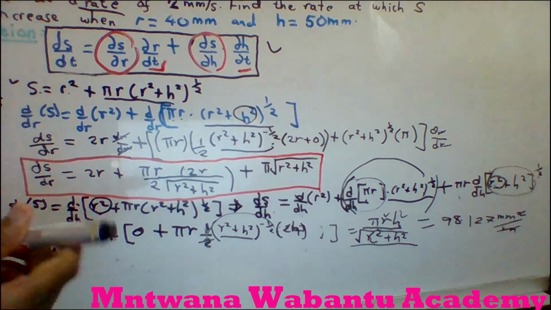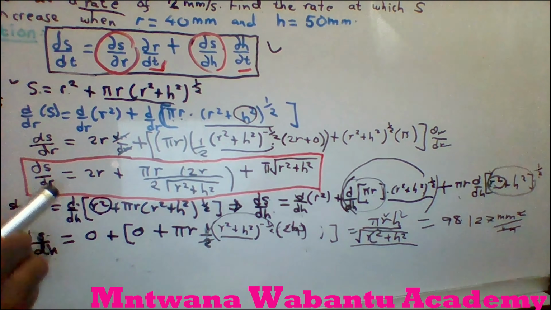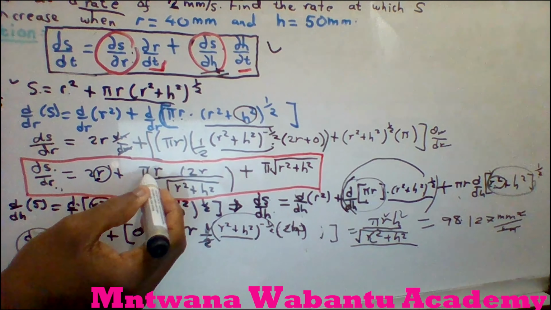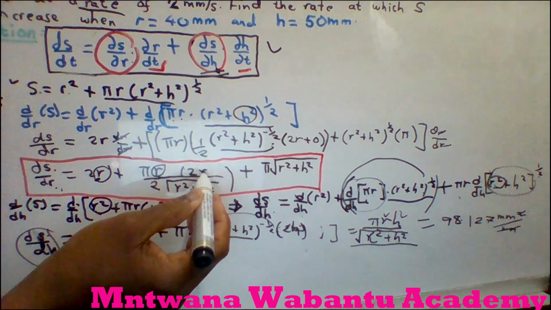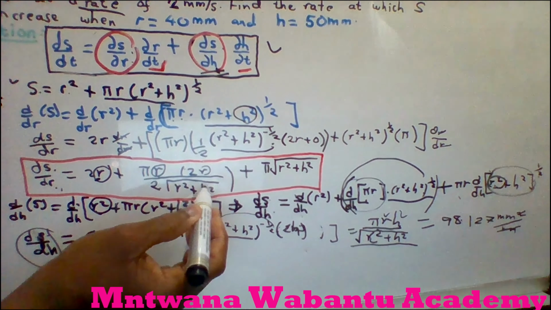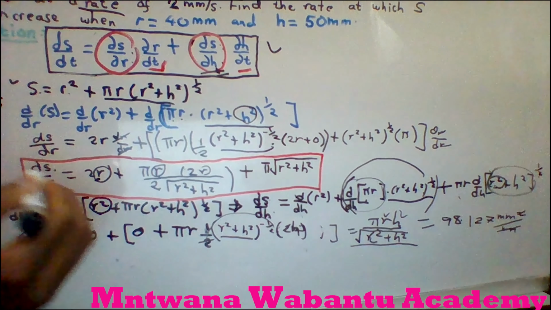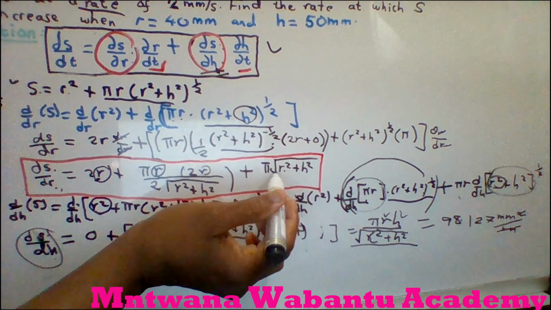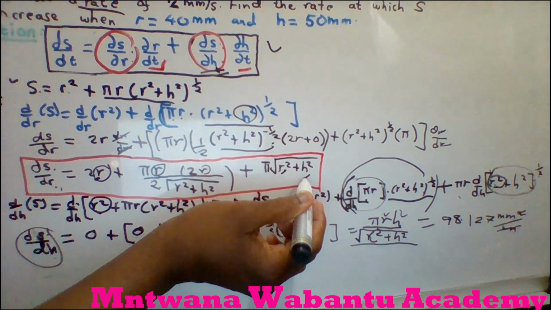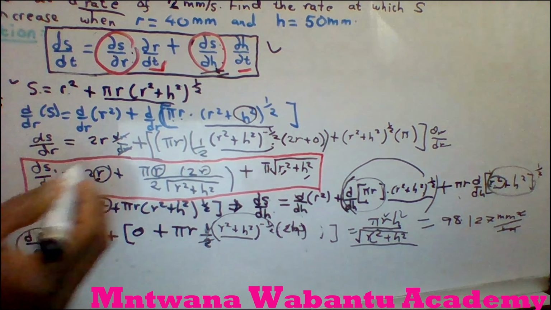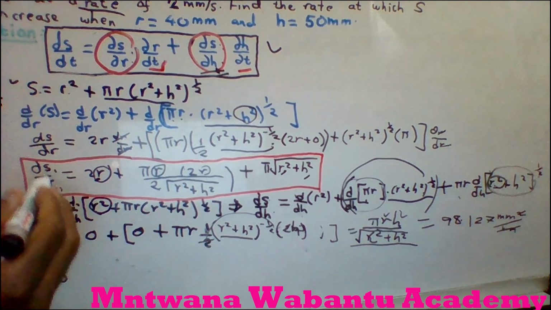So the same thing we're going to do for ds over dr. So we have to substitute the value here to get ds dr. So ds dh we have, and we're going to substitute the value of r in the formula for ds dr as well. What is the value of r? r equal to 40, so we're going to put 40 here, and then pi r equal to 40 again, and then 2r equal to 40 plus h equal to 50, and then r square. What is the r equal to 40, we're going to put 40 here, and then h equal to 50, we're going to put the value there, and then plug it in, and we're going to get ds dr.